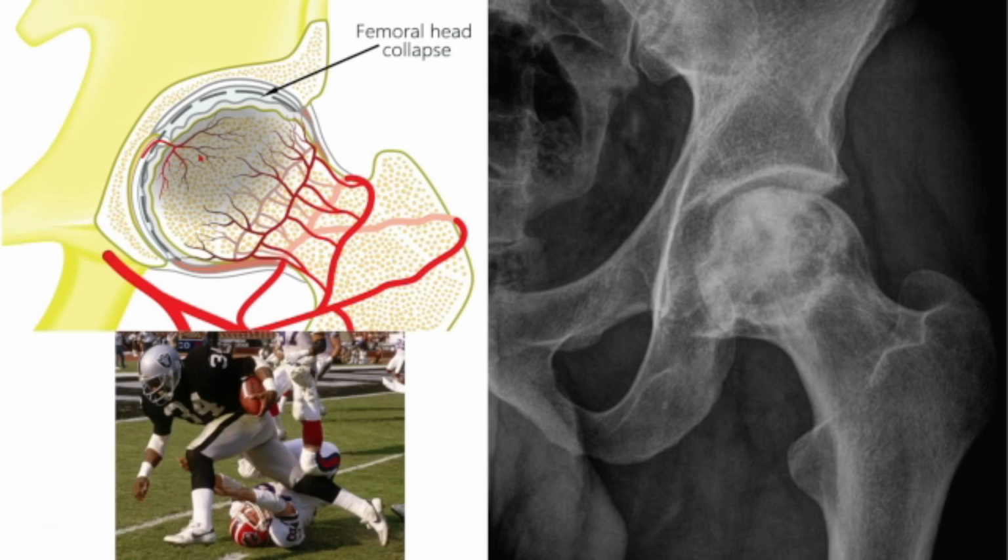We talked about the blood flow to the head of the femur here, right? It's very tenuous. The longer that this femoral head sits outside the cup of the acetabulum, the increased risk of avascular necrosis. This is a patient with AVN here.